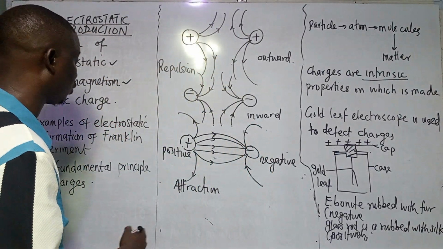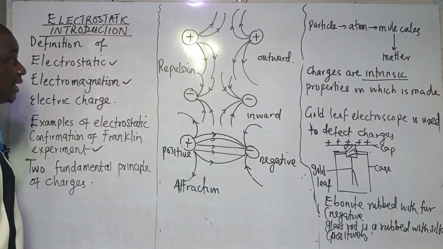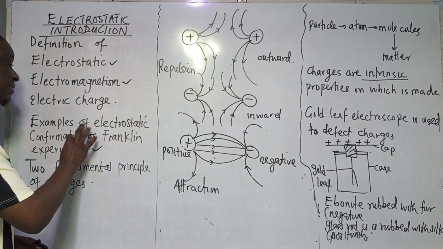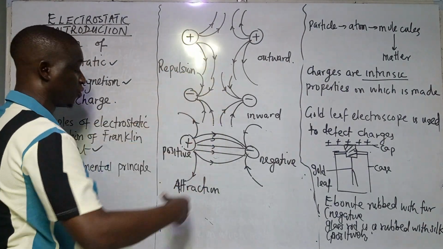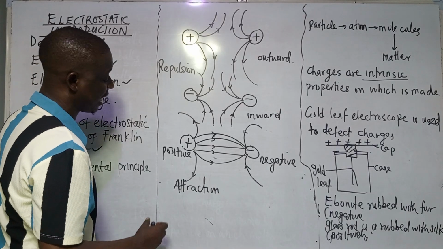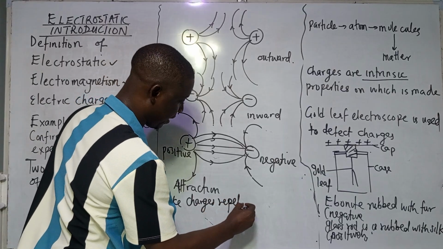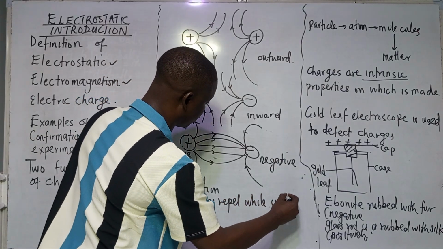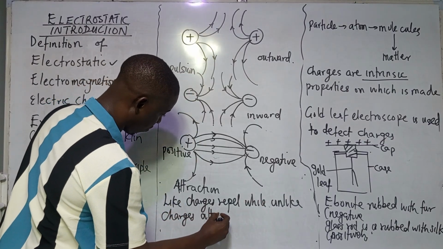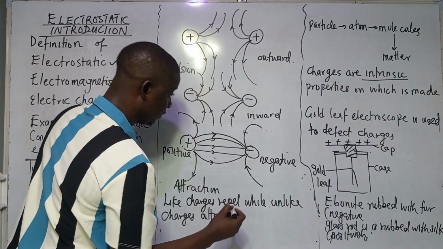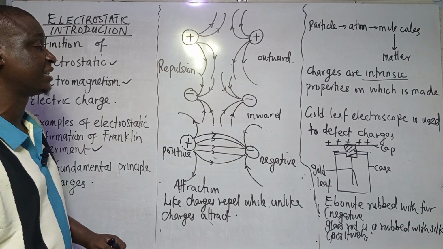So these are things we have talked about. From here we have been able to confirm something. Now don't forget that I told you that this man's experiment was a little bit close to this. But what he talked about was that like charges repel, while unlike charges attract. Unlike charges attract. Like charges repel, while unlike charges attract.